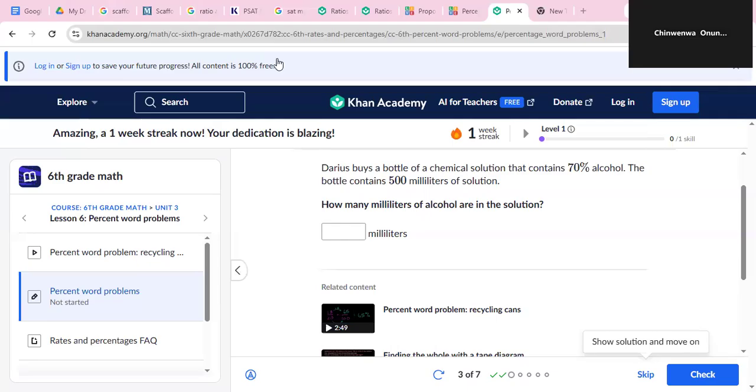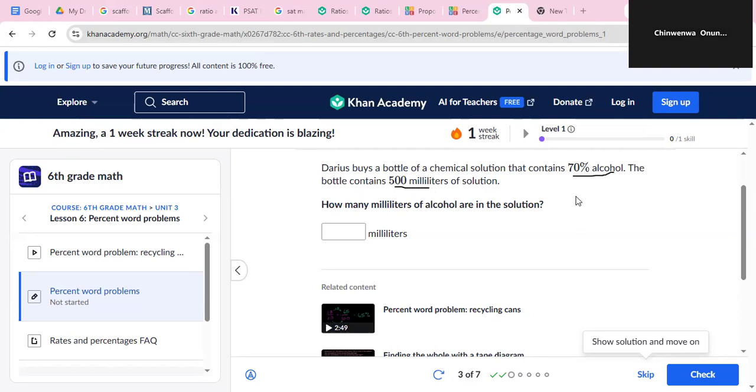Okay, let's do some percent problems. Here we have: Darius buys a bottle of chemical solution that contains 70% alcohol and 500 milliliters. The bottle contains 500 milliliters of solution. How many milliliters of alcohol are in the solution? We know alcohol is 70% of our solution.